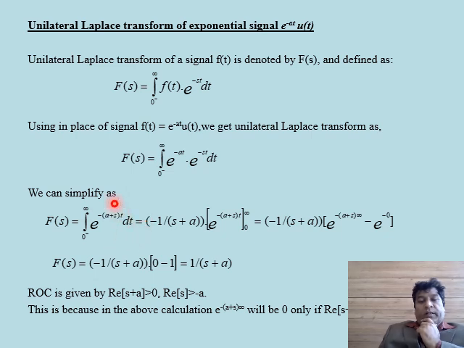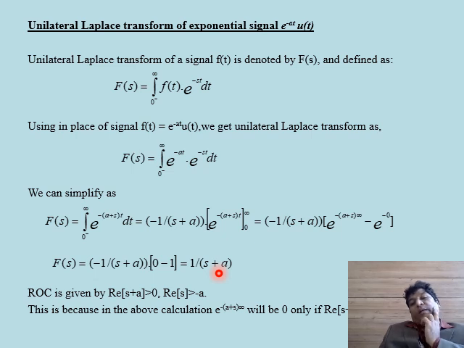Now when we do the integration, we will get 1 divided by minus (a plus s), and again the exponential function, and we are going to substitute the limits 0 and infinity. In a similar fashion, when you substitute infinity, the first term will become 0, and when you substitute 0, you will get the second term as 1. So therefore the answer will be 1 divided by s plus a.